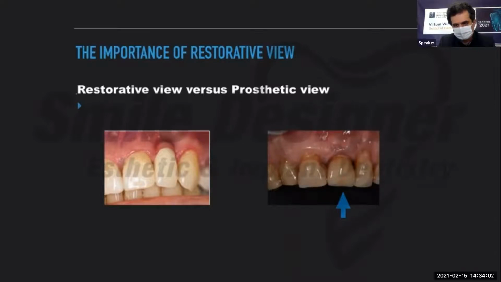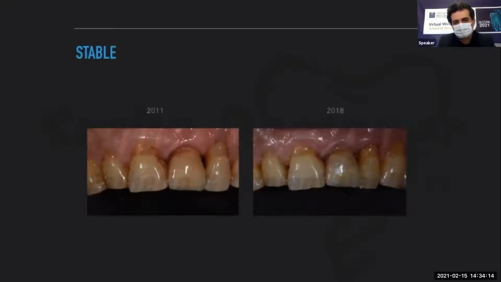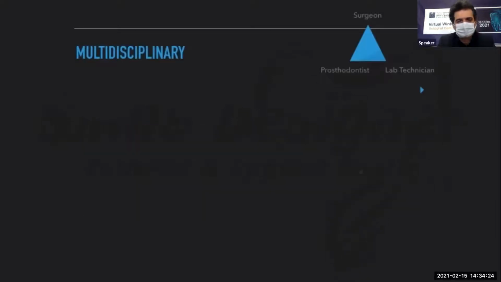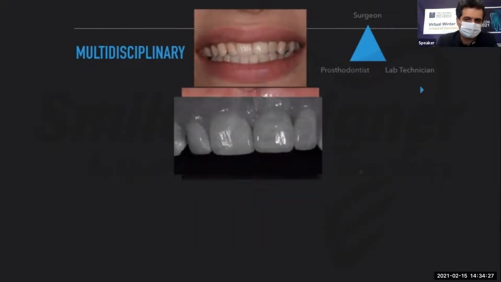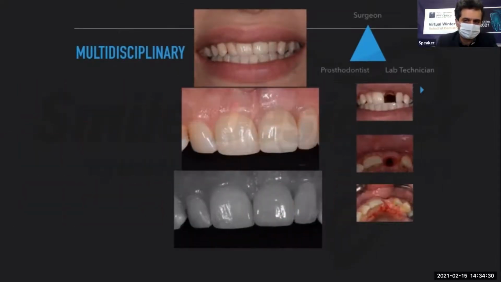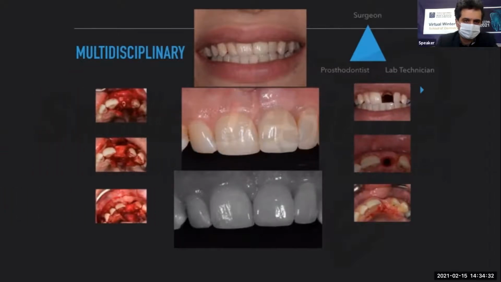a biologic view of treatment. Today's dentistry means a restorative view versus a prosthetic view, and we should restore all of the tissues in dentistry. Biologic treatment is a long-lasting treatment, and you see the result of treatment after 7 years. In this case, a biologic treatment has been performed. The reconstruction of bone and gingiva has been done, and you can see the result.